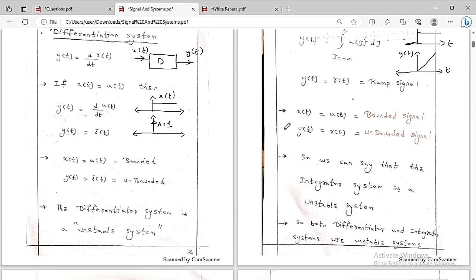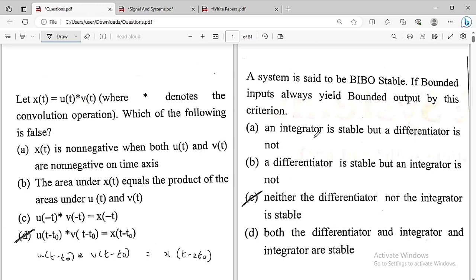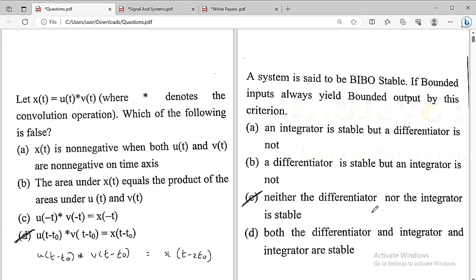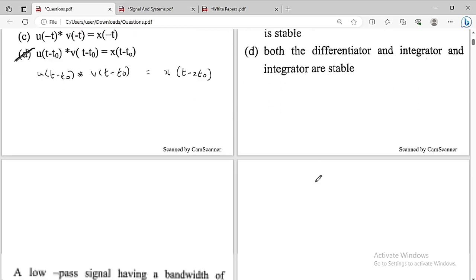So we can say both the differentiator system as well as the integrator system are said to be unstable systems. We can also say it the reverse way: neither the differentiator nor the integrator is stable. This is another way of saying that both systems are unstable. You can call it any way; the concept is the same. So this is the correct solution of this question.